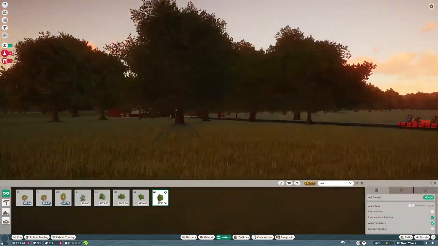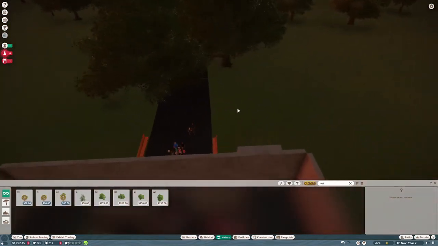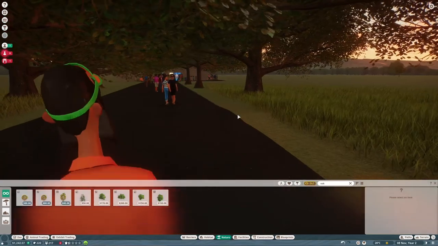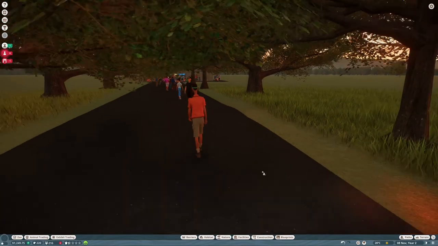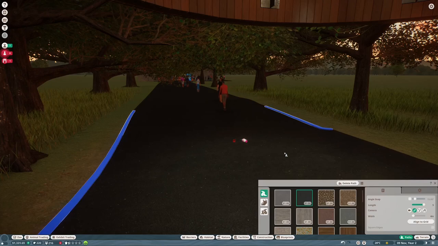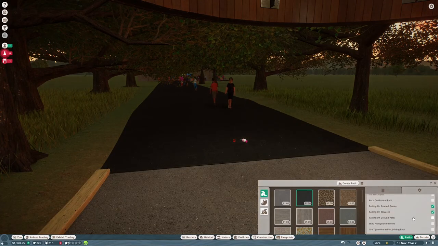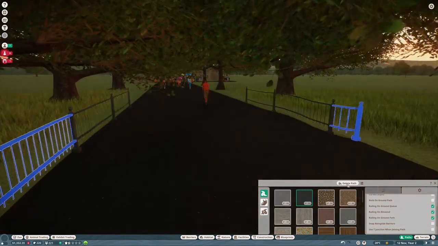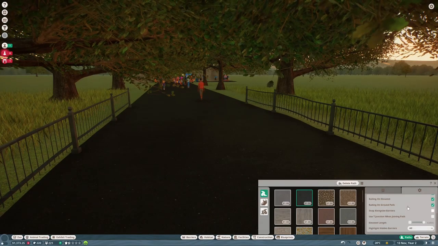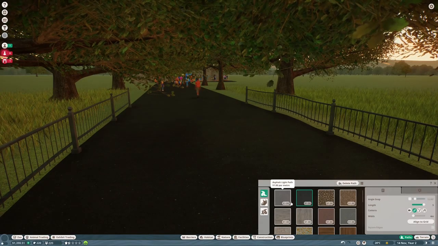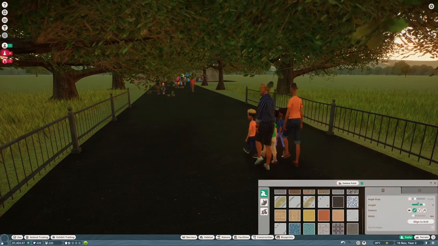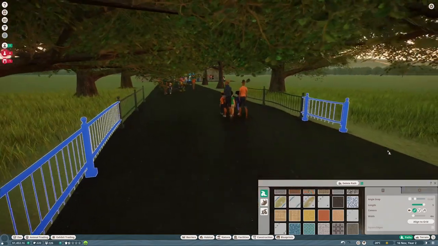Okay. Right, I feel like that's not bad. Path. Let's have a look at the pathway. There's litter. The dirty buggers. Railings? Do I want railings? Is there railing types, by the way? Do we get to pick what our railings look like? I don't think so. Okay, that's okay.